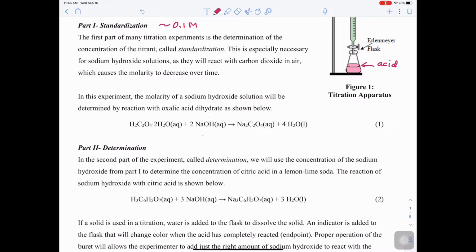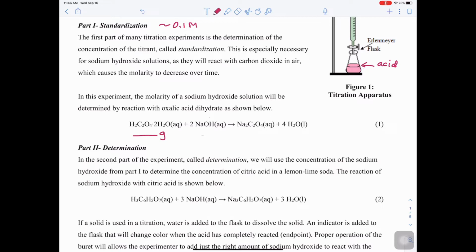So what we're going to do is we're going to put our sodium hydroxide in the burette, and we're going to put an acid that we know the amount of in the Erlenmeyer flask. And that acid is going to be oxalic acid dihydrate. This is the formula right here. We're going to be using its molar mass, and so when you calculate the molar mass, be sure to include the 2H2O. So we're going to measure a certain mass of the oxalic acid dihydrate.